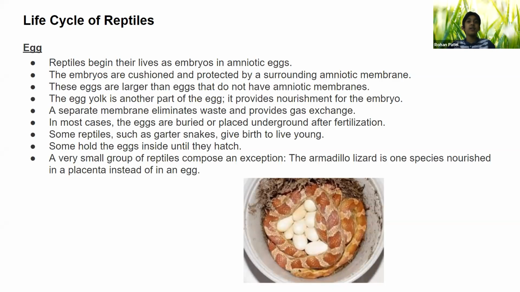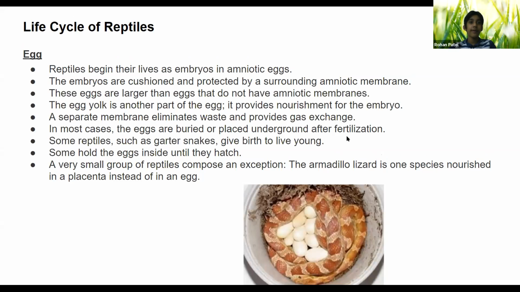Some hold the eggs inside until they hatch. A very small group of reptiles compose an exception. The armadillo lizard is one species nourished in the placenta instead of in an egg.